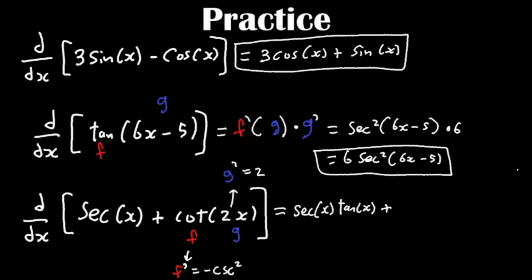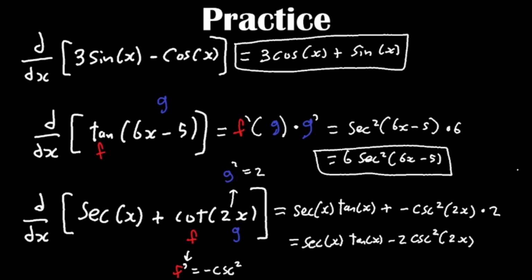Okay. So we take f prime of g. That's plus negative cosecant squared of 2x. The whole thing times g prime. Or this whole term times g prime. So times 2. So that's secant of x tangent of x. And then we have a minus 2 cosecant squared of 2x.